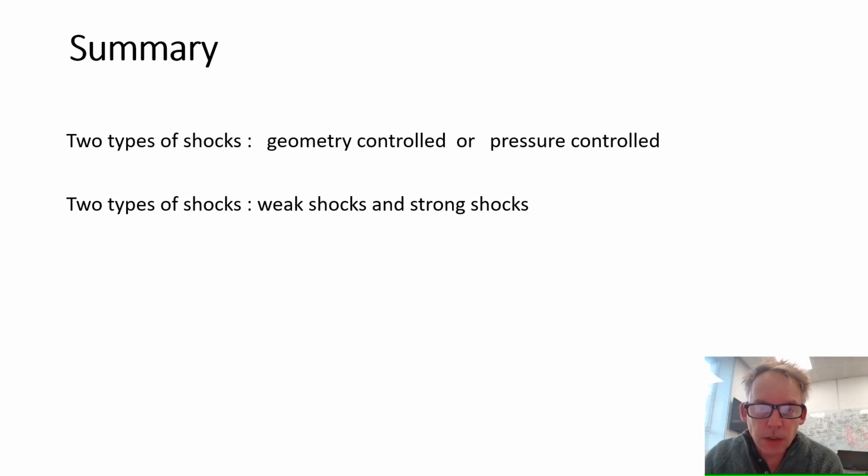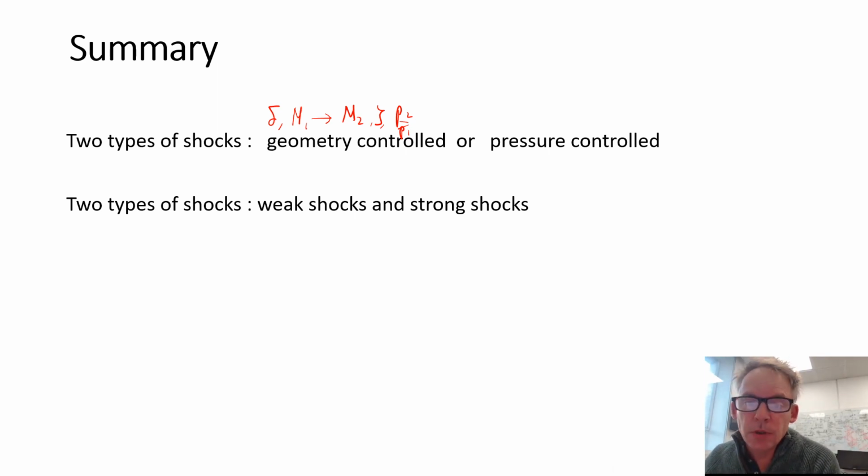So just to summarize, we have two types of shock problems: a geometry controlled or constrained one, and a pressure constrained one. Usually with geometry constrained, we're given the deflection angle of the streamlines and the Mach number, and then we use those to determine the downstream Mach number, the shock angle, and the pressure ratio. For a pressure constrained problem, we're usually given P2 over P1, and we're given M1, and then we have to find the deflection angle, shock angle, and M2.